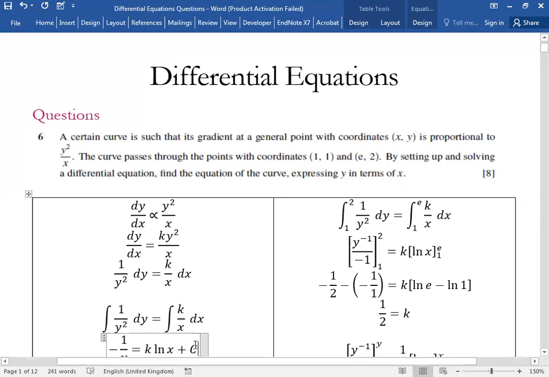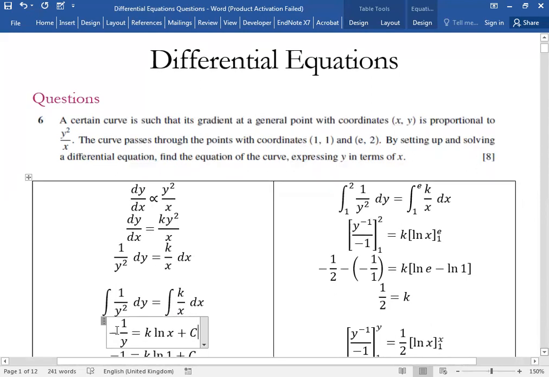Then how do we find the constant? Remember, now there are two unknown constants. One is c, the arbitrary constant that we get after integrating anything, and the other is k. How do we find k and c? Until we get k and c, we will not be able to express y in terms of x. Very good. Now we can plug in 1 and 1, x as 1 and y as 1, and x as e and y as 2. And you solve these two simultaneously. And please tell me the values of k and c that you get.